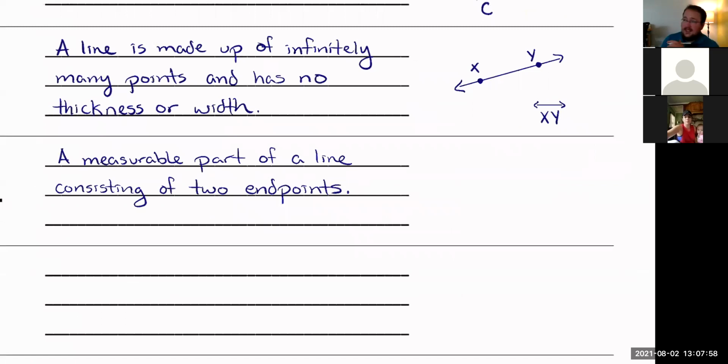So where the line is infinitely many points and it goes on forever and ever and ever in both directions, a line segment has a starting point and an ending point. It does not go on forever and therefore can be measured to have a particular length.